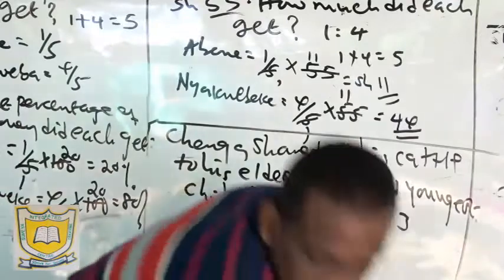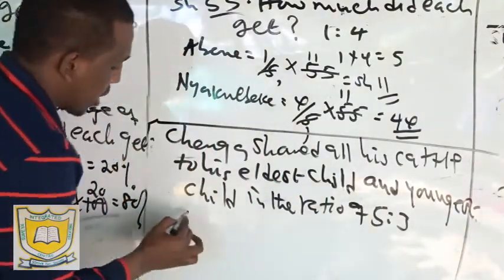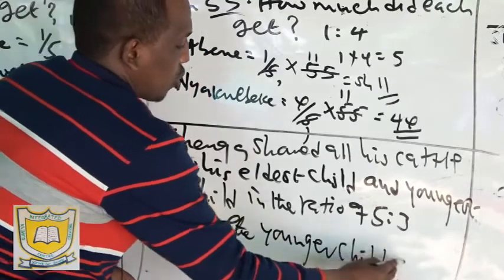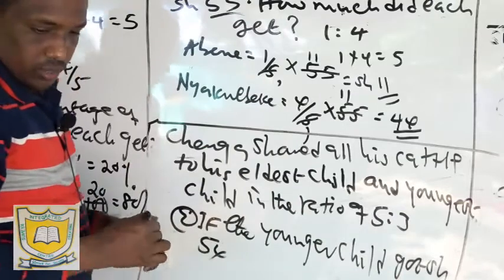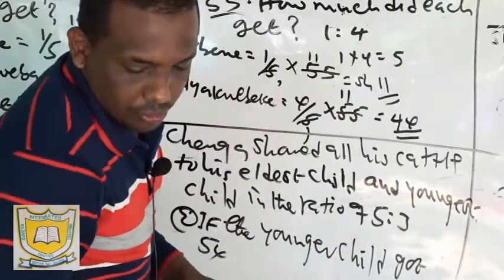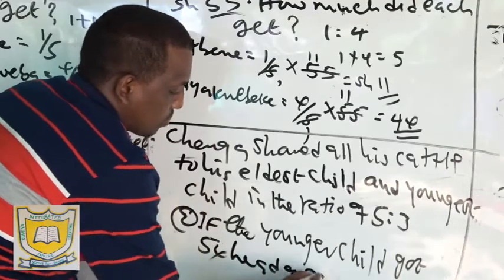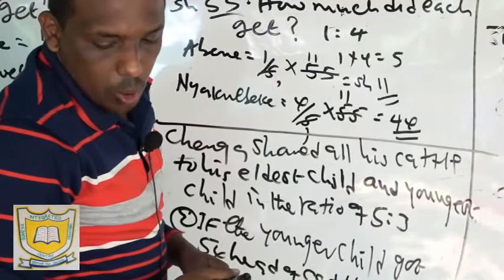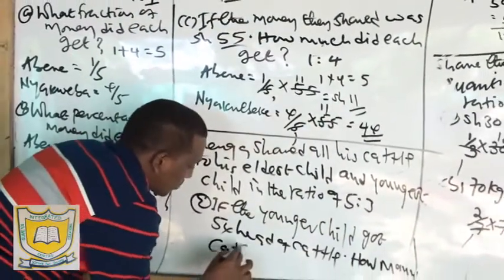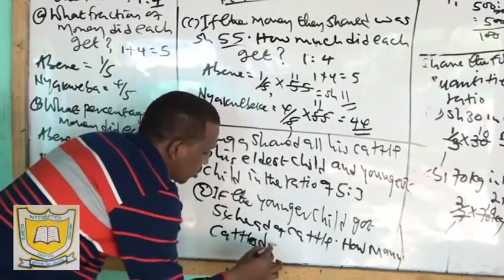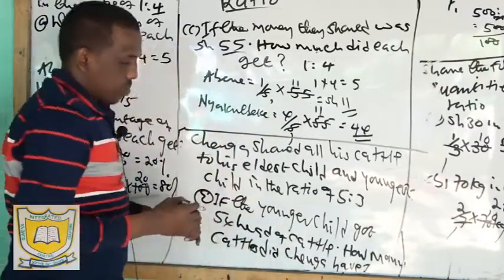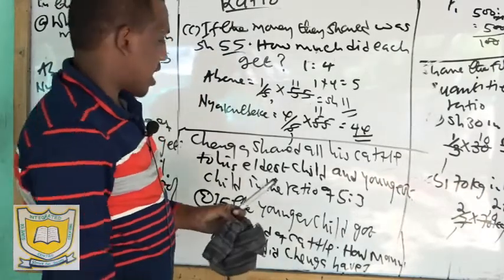Question A: if the younger child got 54, sorry, not shillings, 54 head of cattle, you are asked how many cattle did Chenga have?